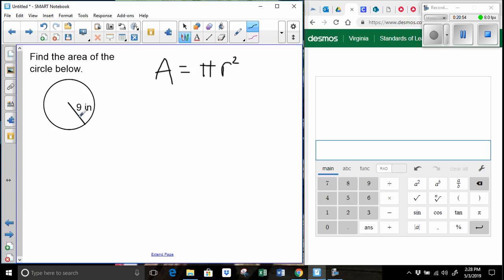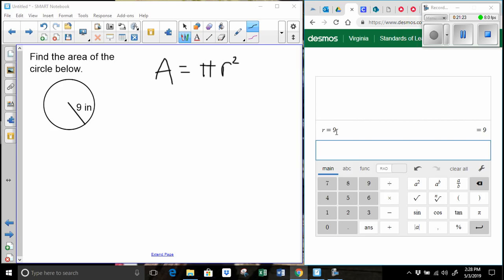So what I'm going to do over here on my Desmos calculator, R represents radius. So using my keyboard, I'm going to type the letter R, and then I'm going to press equals, and our radius equals 9 inches. So I'm going to type the number 9. And then I'm going to hit the enter button so that now it's showing radius is equal to 9. Okay, so Desmos now knows that anytime I see an R, it's going to be 9.